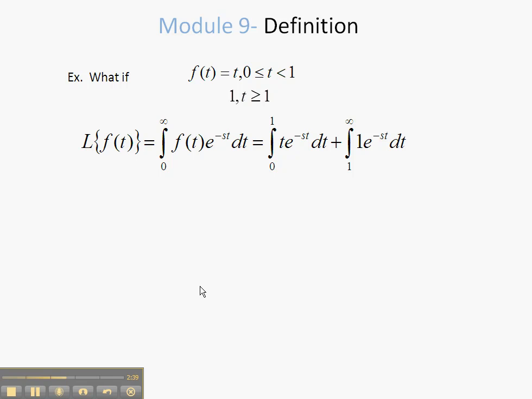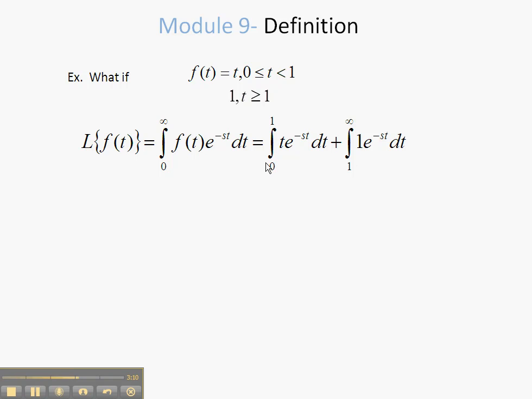For example, if I have a function f of t that is given to me piecewise, meaning that it is one value for a certain range. So this function is t whenever the values of t are between 0 and 1, and then this function is equal to 1 if the values are bigger than or equal to 1. Well, then when I take this integral from 0 to infinity, my function f of t changes values depending on the values of t. So I have to divide it into 2 integrals.